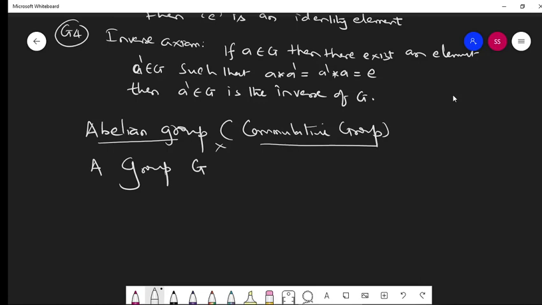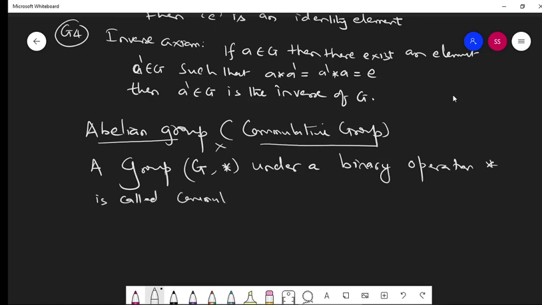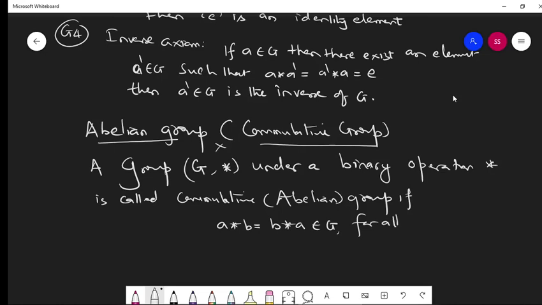A group G comma asterisk under a binary operation asterisk is called a commutative or abelian group if A asterisk B equals B asterisk A belongs to G for all A, B belongs to G. This is called an abelian group.